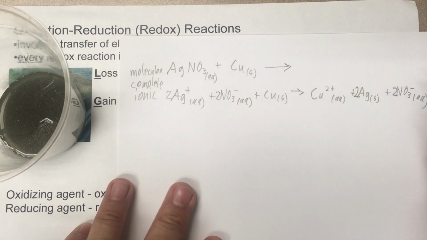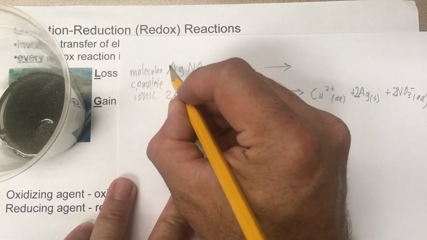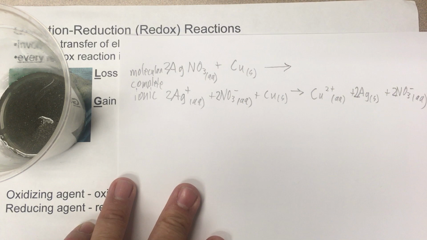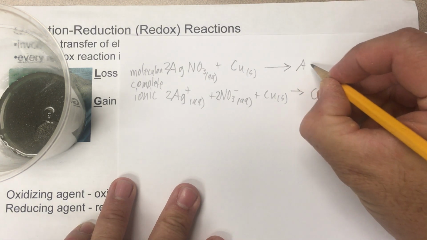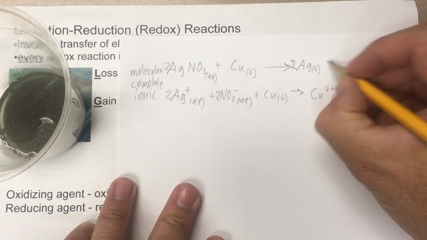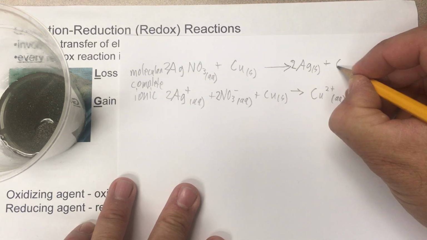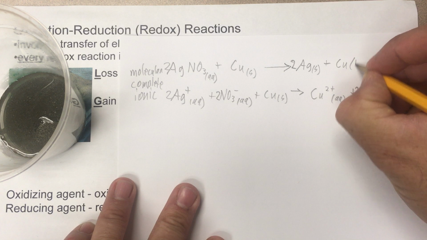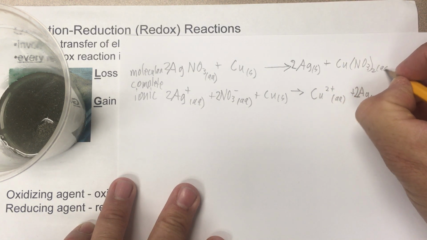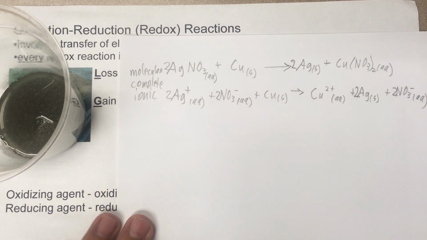And so in the molecular equation, this is 2 silver nitrates plus copper goes to produce 2 solid silver atoms and produce copper 2 nitrate in aqueous solution. So these are balanced.